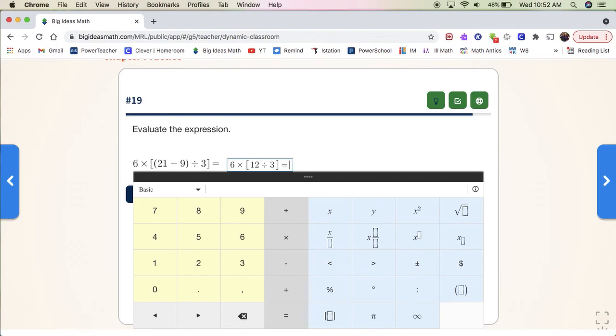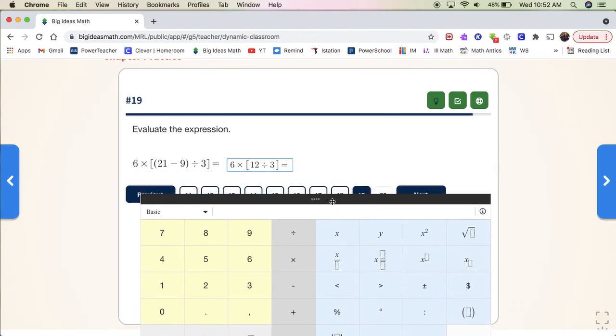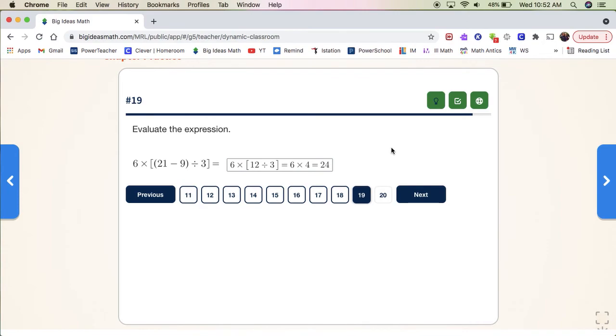That's going to equal something. So we still need to take care of what's in the grouping symbols. So we have 6 times 12 divided by 3 is 4. And 6 times 4 equals 24. Remember, you can stop and look at it, think about it. So we started with the parentheses first. We did that, divided that by 3. That gave us 4. Multiply.